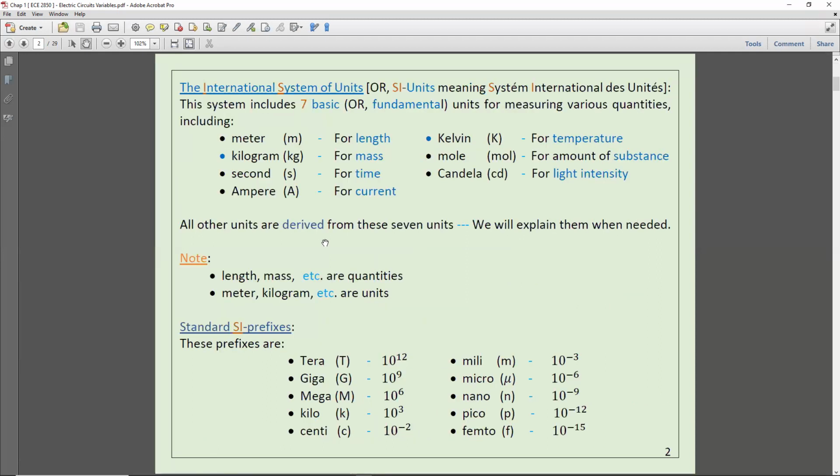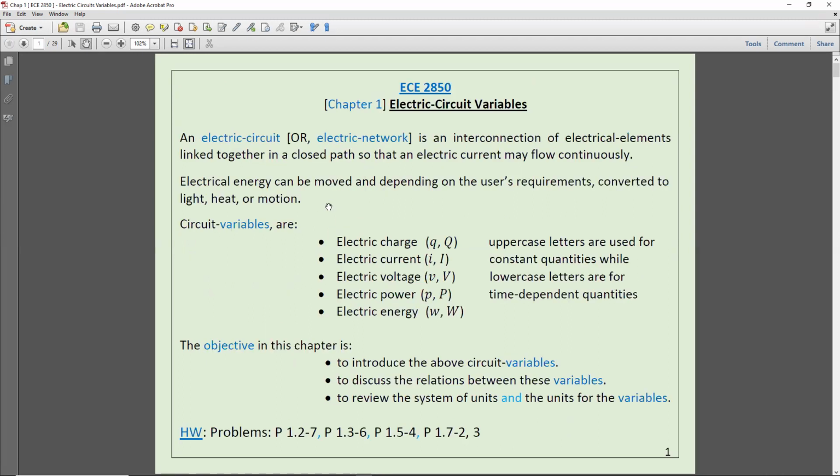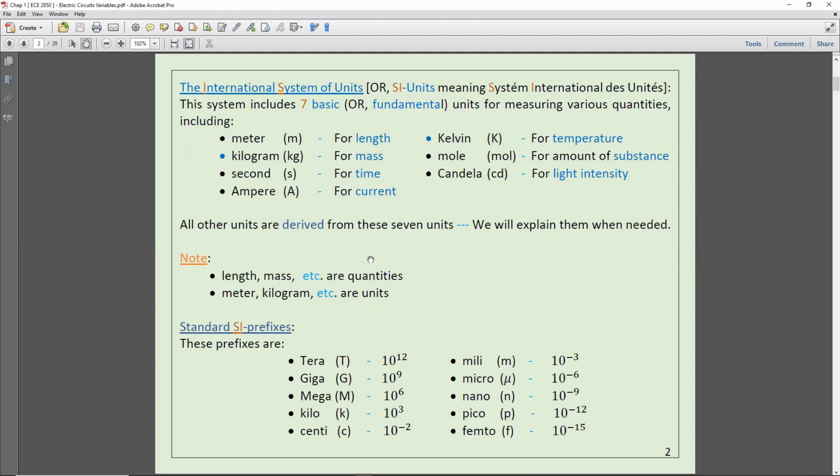Okay, this chapter is, as I said, just definitions for these variables. That's it. This is a very small chapter. The second thing is about the units you are using. There is a widely used standard system of units. We call it the International System of Units, or SI units. In SI units we have seven basic or fundamental units. Any other units are actually derived from these ones.